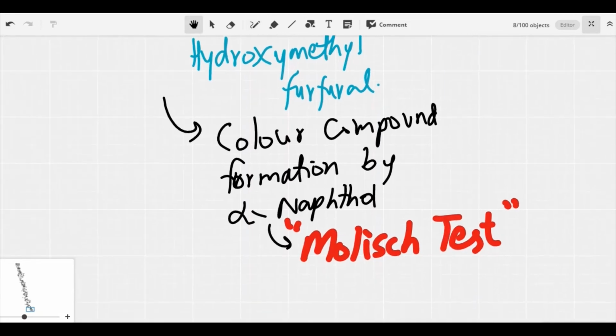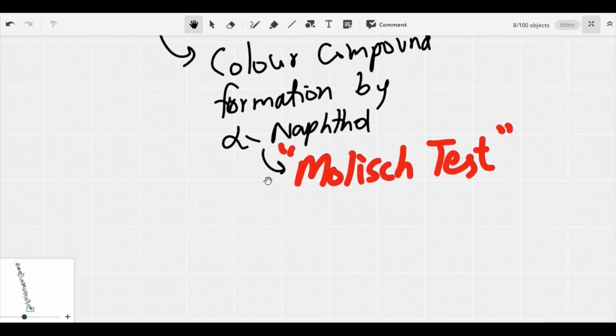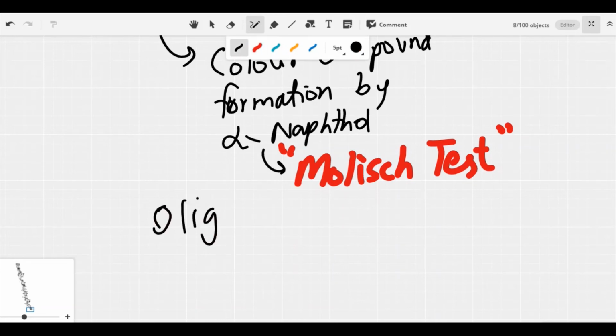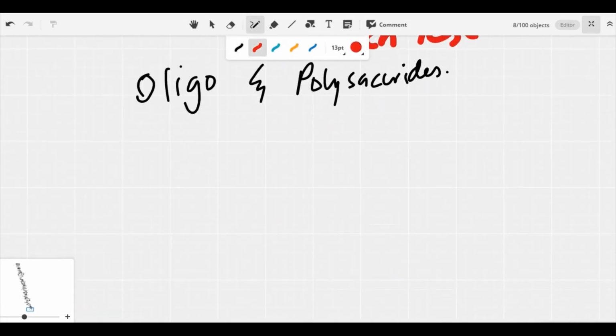In the case of oligo and polysaccharides, we will do them in the later lectures. They are first hydrolyzed by acids to form monosaccharides, and then this is followed by dehydration. And in dehydration we will do the next test, that is known as Bial's test.